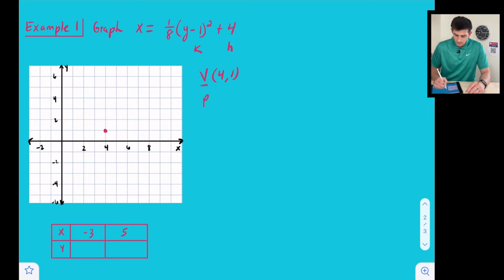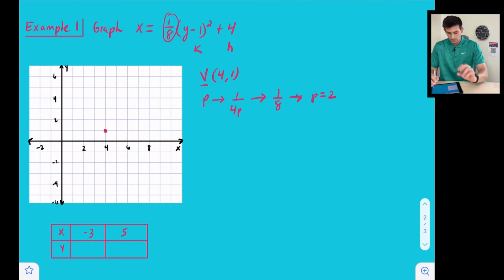Now we can find our p-value. So this is our vertex. So for p, notice that we started off with 1 over 4p, right? And now we have 1 over 8. So for the p-value, we were 1 over 4p, and we became 1 over 8, right? So what is p? p is 2, okay? So now p is 2. Now our focus is not located at 2, 0. Our focus is going to be located at 6, 1, right? So 6, 1, there's where our focus is going to be.